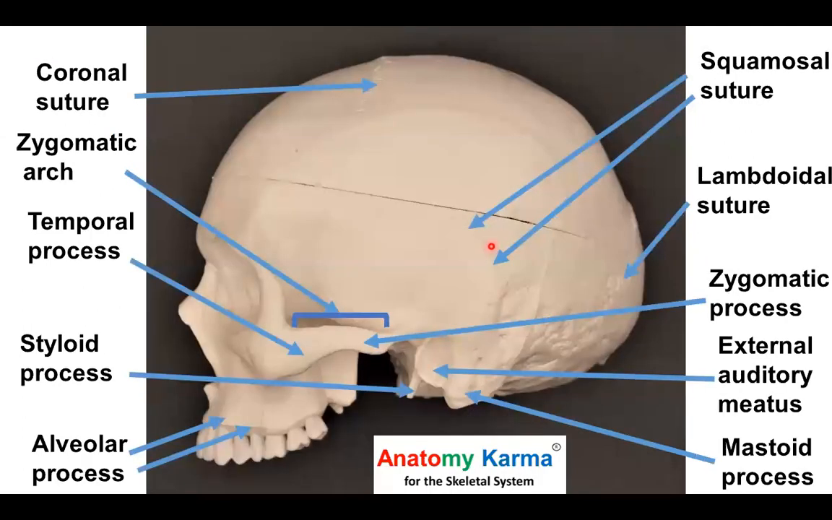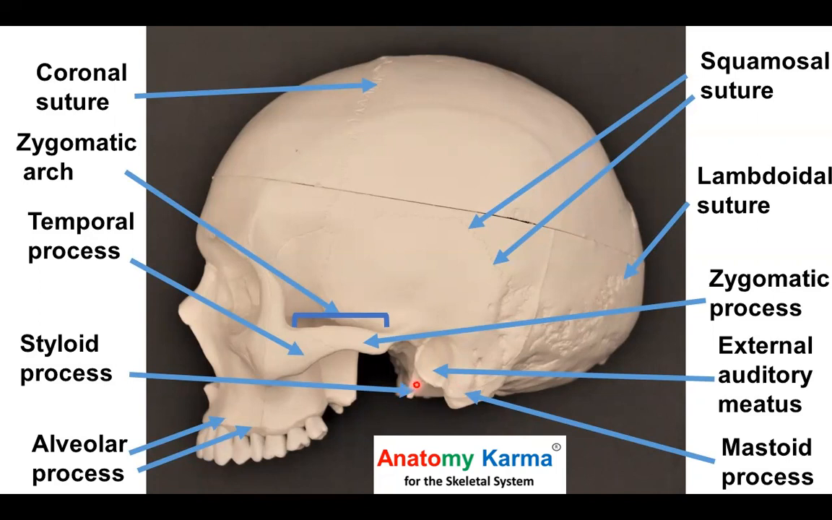Our next view is the side view of the skull. For our first landmark, let's pick this mastoid process. This is a thick, thumb-sized bony projection coming from a temporal bone. Immediately to the left of this mastoid process, there's this crater-like structure, the external auditory meatus. And a little bit further to the left is the styloid process.